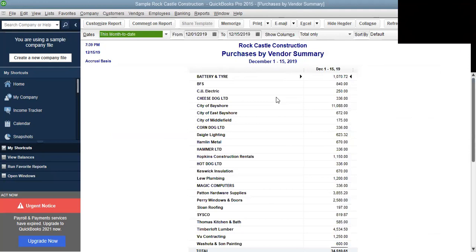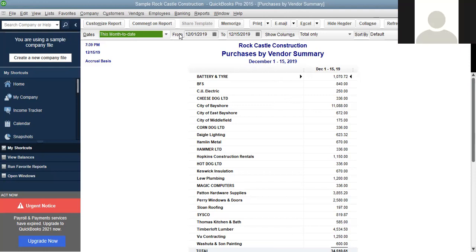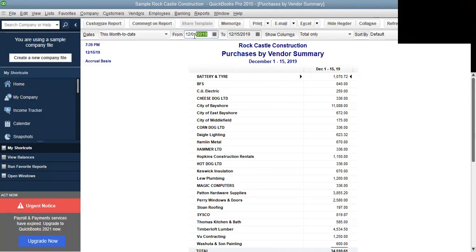So you could look and say, how much money am I spending with this vendor? And it comes up here. You see December 1 to 15, then you can even change the date from here, from December to January 1st to January 30th. Make a note that QuickBooks starts with the month first. This is not the 12th of January. This is the first week of December. That's very important. QuickBooks deals with the month first, then the day. That's the American style.